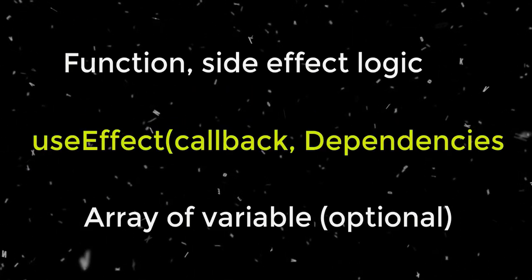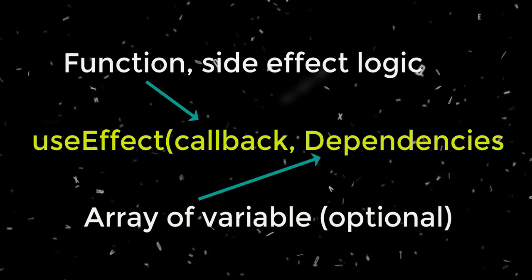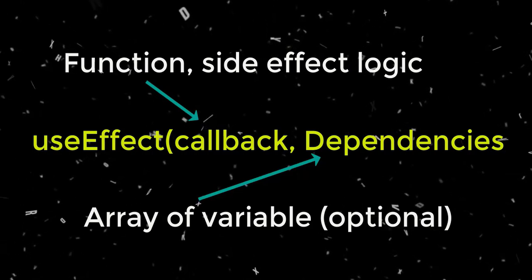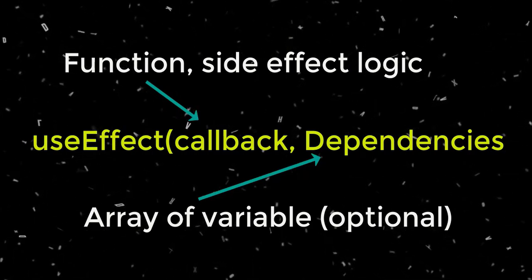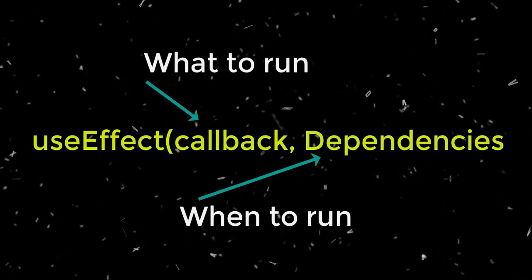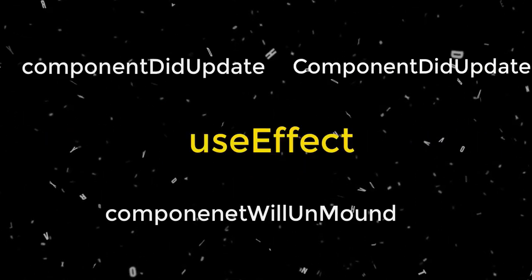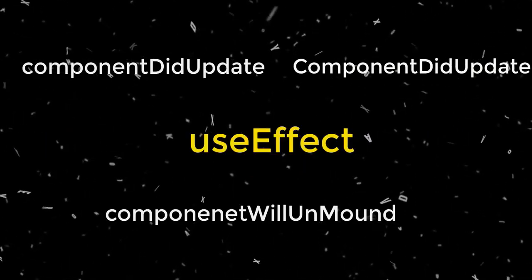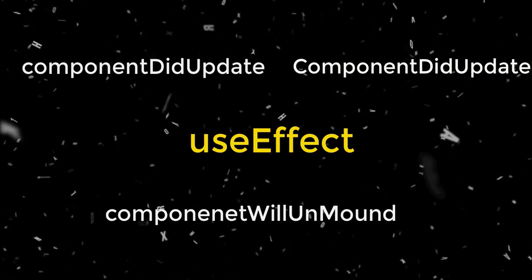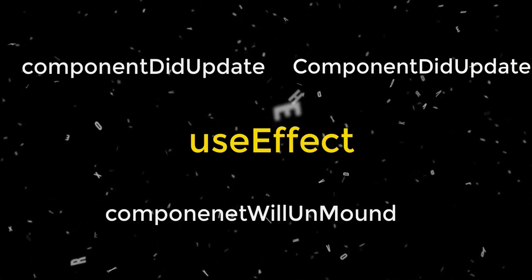Now let's come to the syntax or the format of the useEffect hook. The useEffect hook just has two arguments. The first one is the callback function. The second one is the dependency array of variables, which is optional. The callback function is what to run, and the dependencies are when to run. If you are familiar with class components, there we had lifecycle methods like componentDidMount, componentDidUpdate, and componentWillUnmount. For all those three methods in functional components, we use useEffect.